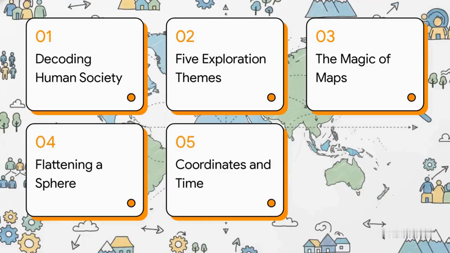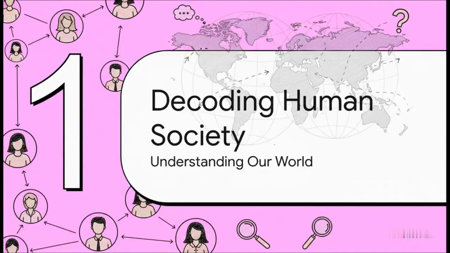Okay, here's our quick roadmap for today. 1. Decoding human society. 2. The 5 exploration themes. 3. The magic of maps. 4. Flattening a sphere. And finally, number 5, coordinates, climate, and time. Starting off with section 1, decoding human society.